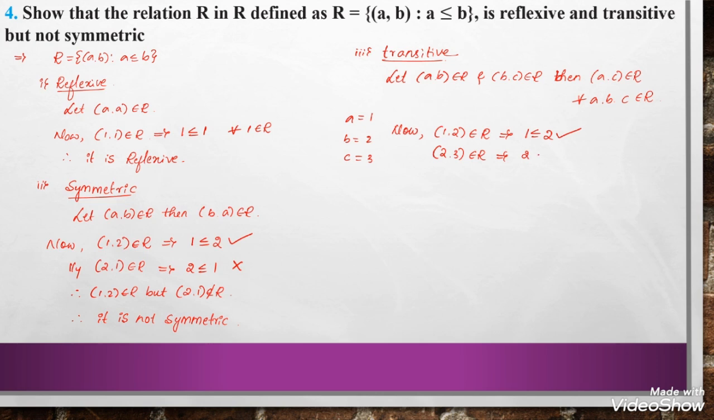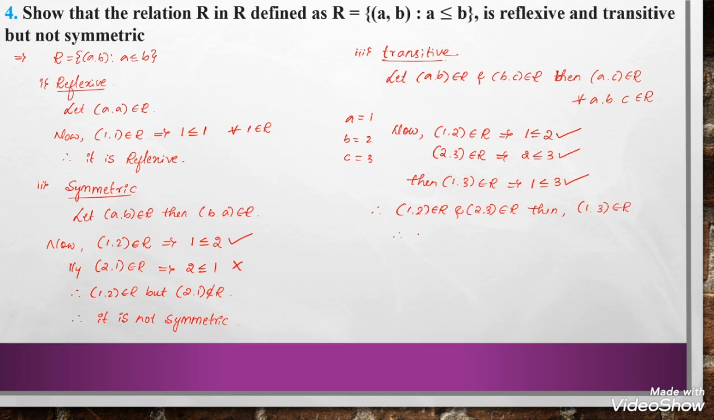That is, 2 is also less than or equal to 3. Yes, condition satisfied. Then (1, 3) belongs to R. Here 1 is also less than or equal to 3, so the condition is satisfied. Therefore, what we have written: (1, 2) belongs to R and (2, 3) belongs to R, then obviously (1, 3) also belongs to R.